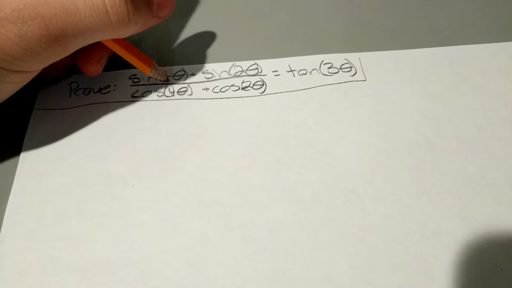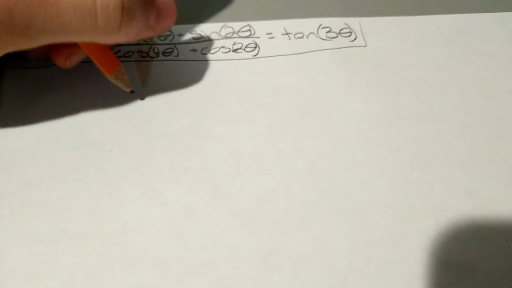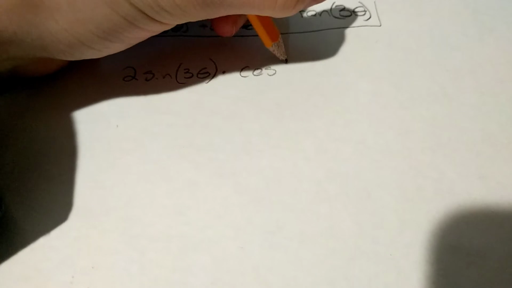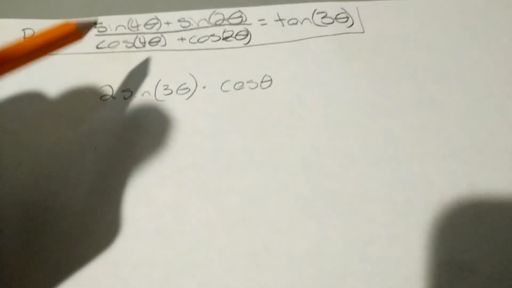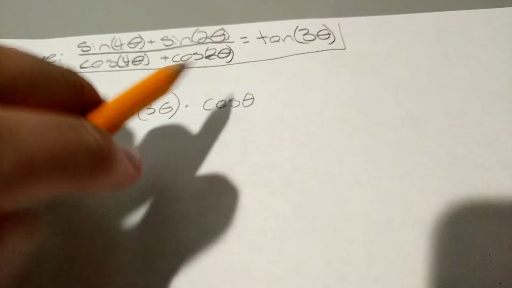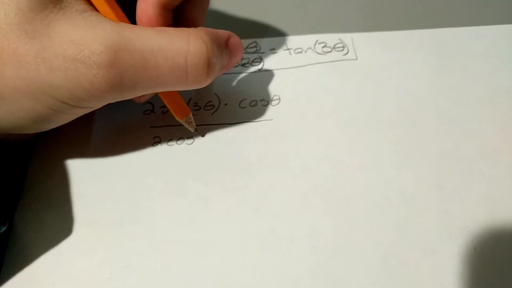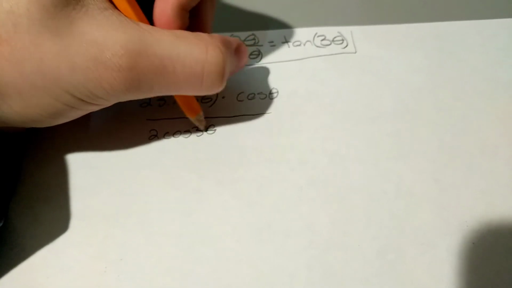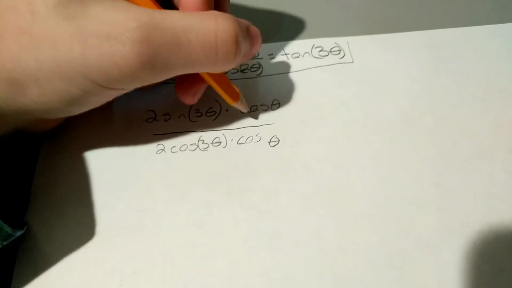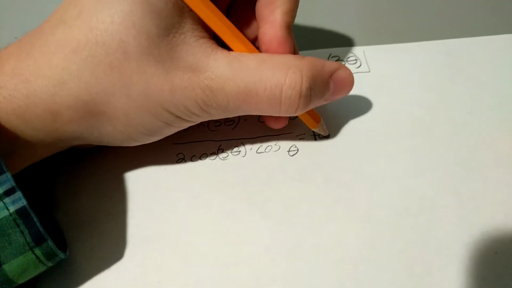Okay, so sine of 4 theta plus sine of 2 theta. If you plug that into the formula, you get 2 sine of 3 theta times cosine of theta. And if you plug in cosine of 4 theta plus cosine of 2 theta into the formula, you will get 2 cosine 3 theta times cosine of theta. Okay, now from here, of course, equals tan of 3 theta.